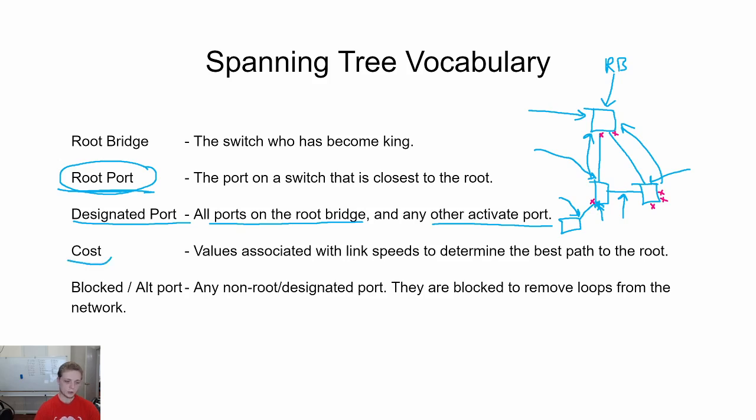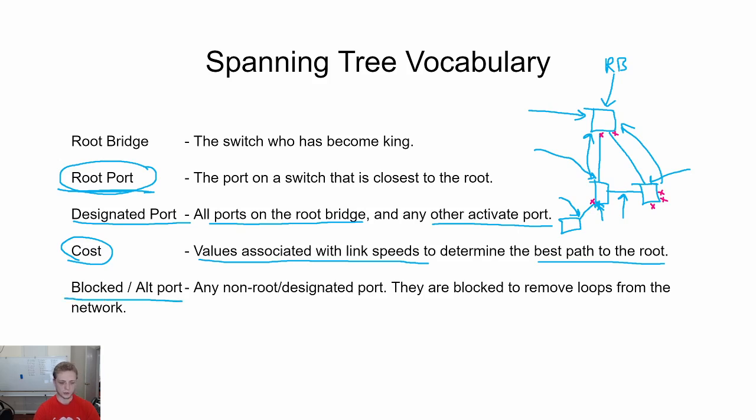Then we have our cost. This is the value associated with link speeds to determine the best path to the root, right? We're going to do a combination of link speeds and how many links. We add those together to get the total cost to the root bridge, and that's how we decide which link to select.